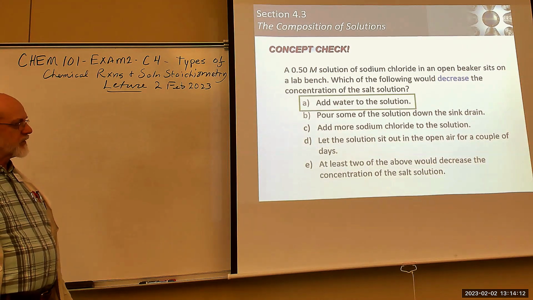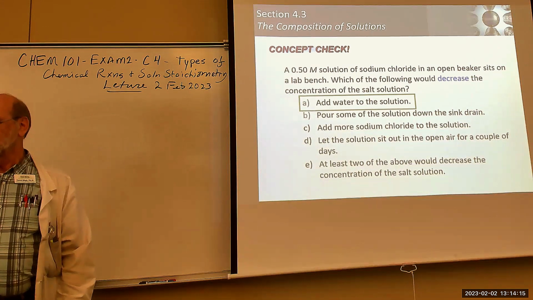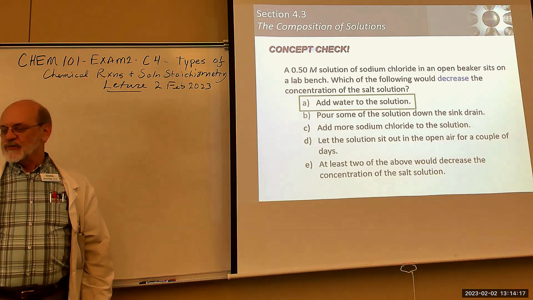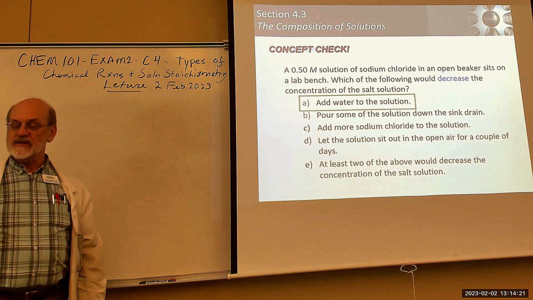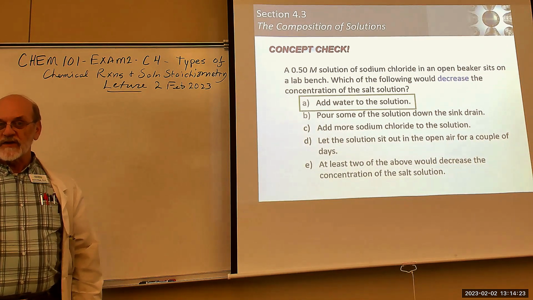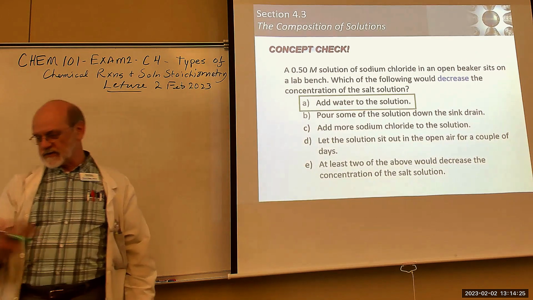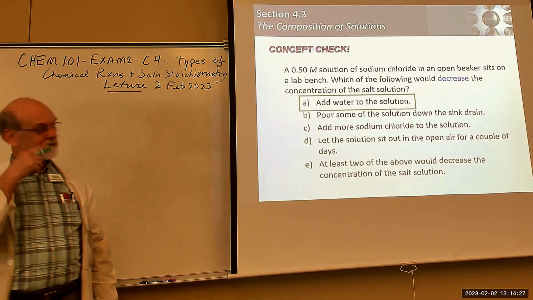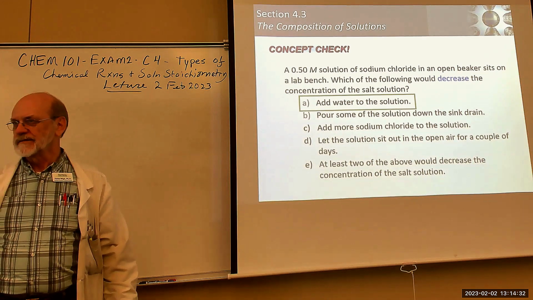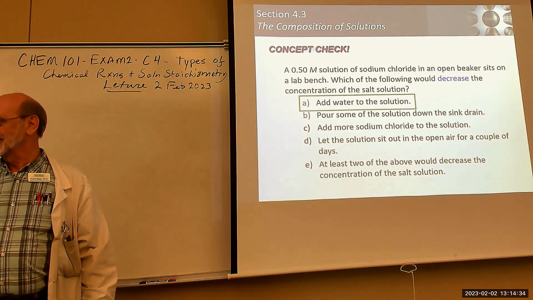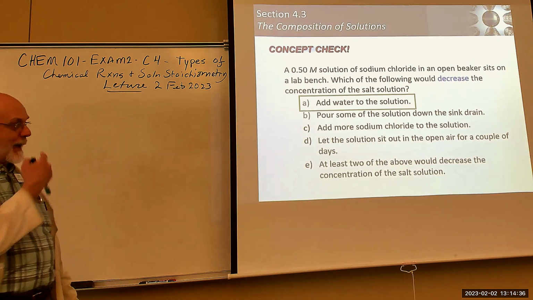Pour some of the solution down the sink. No, because you're pouring part of the solvent as well as the salt, and it's a homogeneous mixture. So the ratio that you're pouring down the drain is the same ratio that's left in the container. So it's not B. Add more sodium chloride to the solution. That's going the wrong direction. You're making it more concentrated.